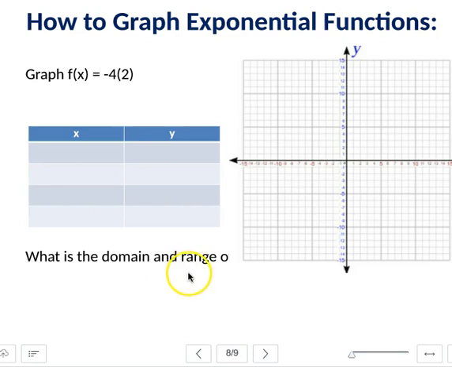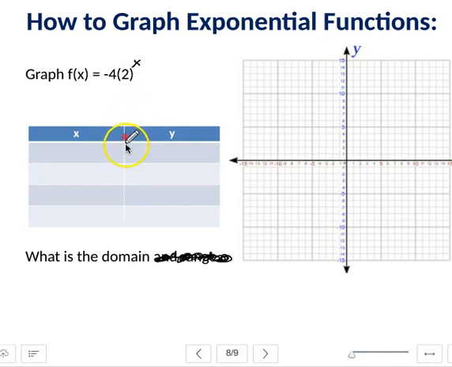So let's graph one more graph here of the exponential function -4 times 2 to the x. -4 times 2 to the x. So we've got an exponential function because our a term is not equal to 0 and our b term is greater than 1 and it's raised to an exponent with a variable. So this is an exponential function.